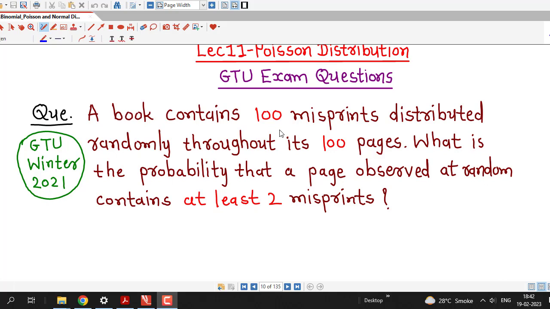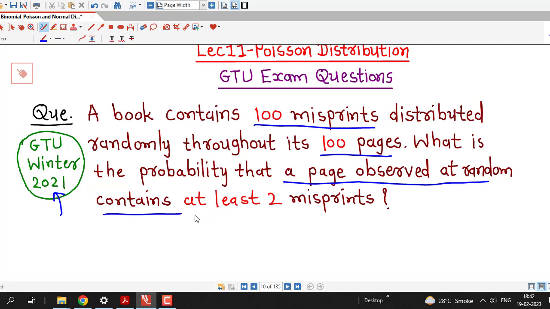In this lecture, we are going to discuss this question on Poisson distribution which was asked in GTU Winter 2021 exam. A book contains 100 misprints distributed randomly throughout its 100 pages. What is the probability that a page observed at random contains at least 2 misprints?